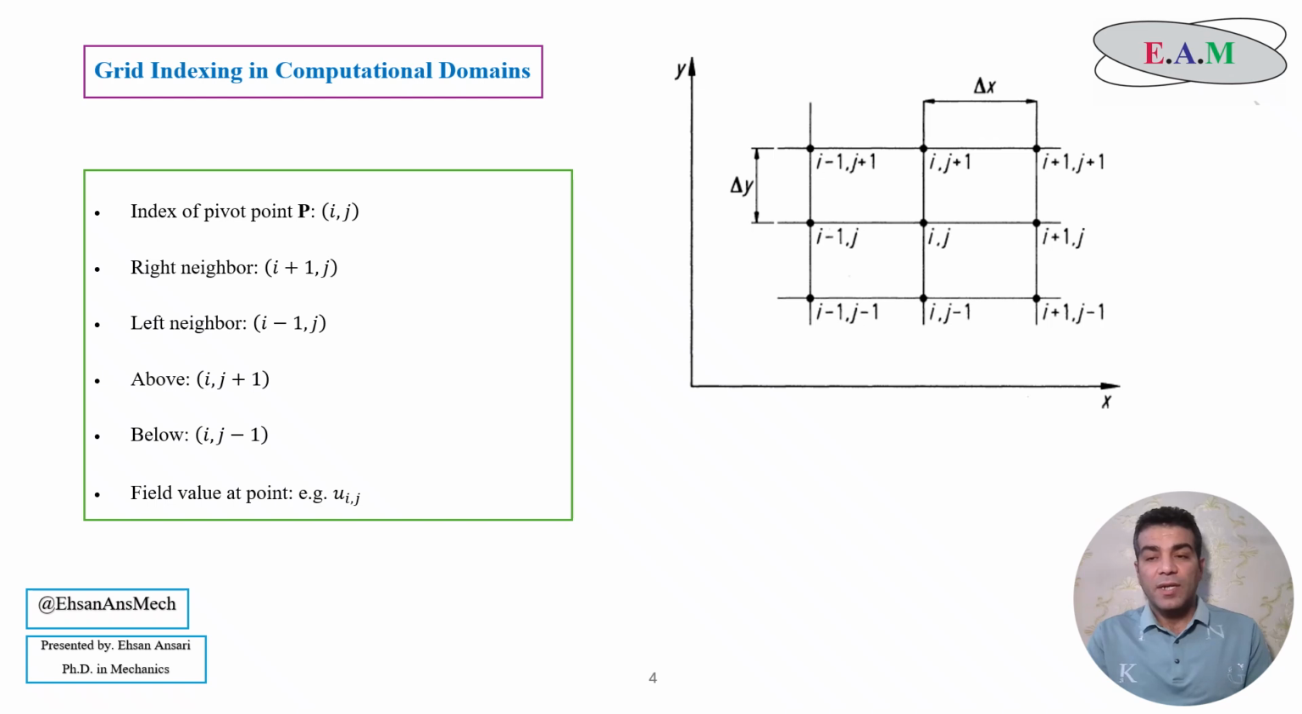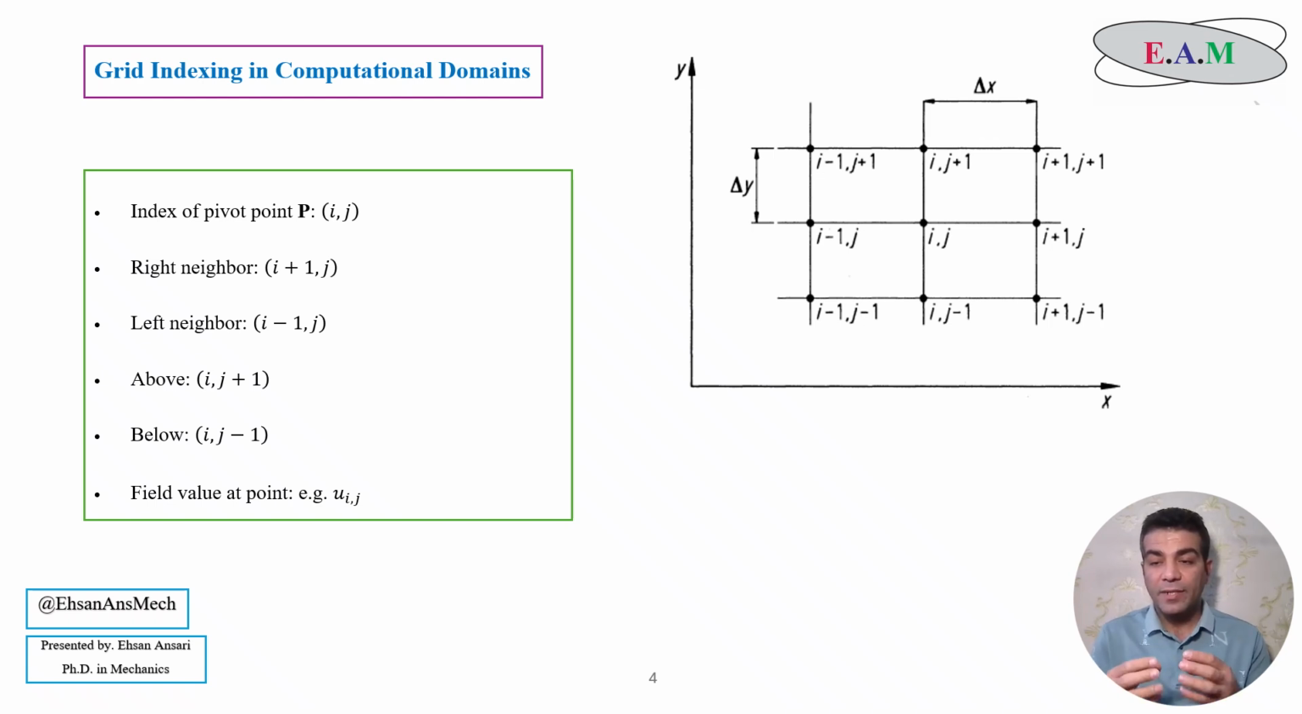In practical simulation, whether in 1, 2, or 3-dimensional analysis, we must first discretize the problem domain. Figure 1 shows a typical 2D mesh. Each node on our Cartesian grid is uniquely identified by two integer indices, i in the x direction and j in the y direction. We call the current or pivot node P, located at indices i, j.